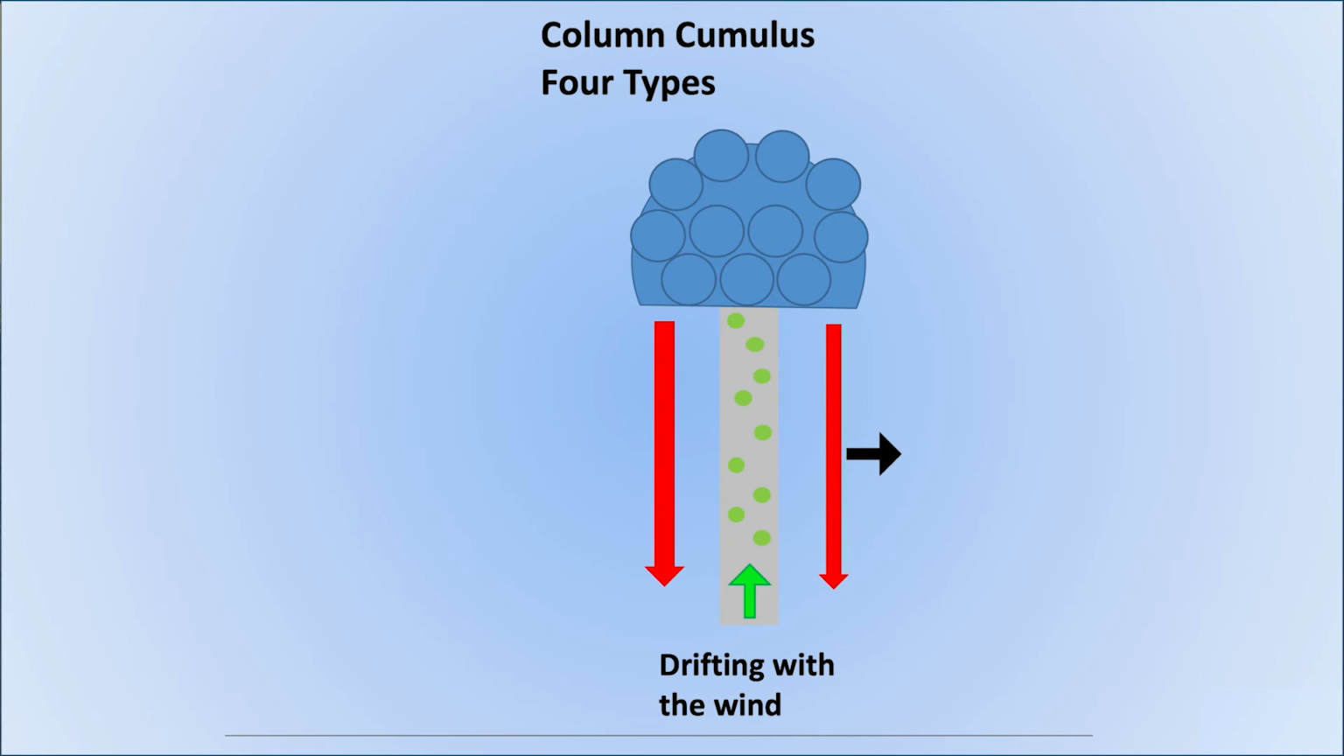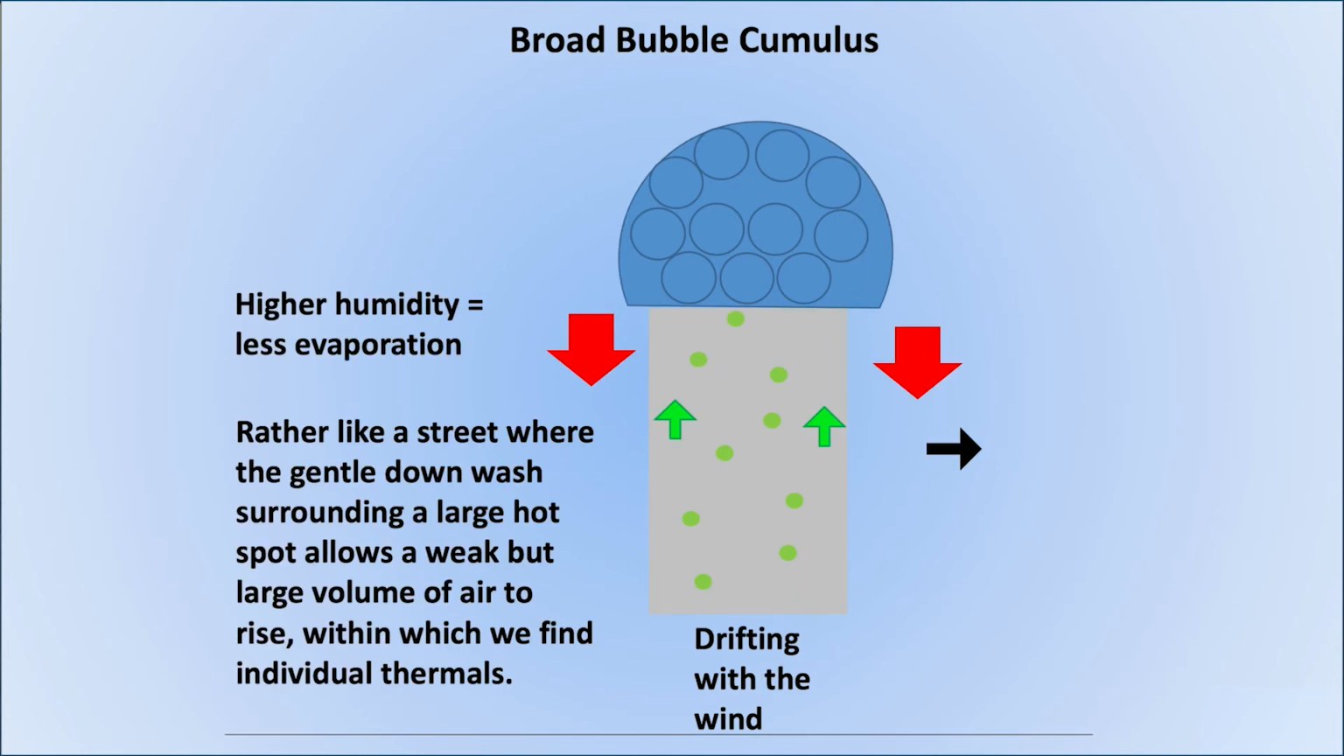column thermal being fed with a stream of cumulus, a fairly narrow channel going up, with sink cascading down the edges. Here we've got a broader bubble cumulus, so the top has not gone up quite so far, but it hasn't developed into spread out. So we've got a high humidity there, and it's rather like a street where the gentle downwash surrounding a large hotspot allows a weak but large volume of air to rise, within which we find individual thermals. So the width of the column is broader and the thermals are a little bit weaker than the previous slide.